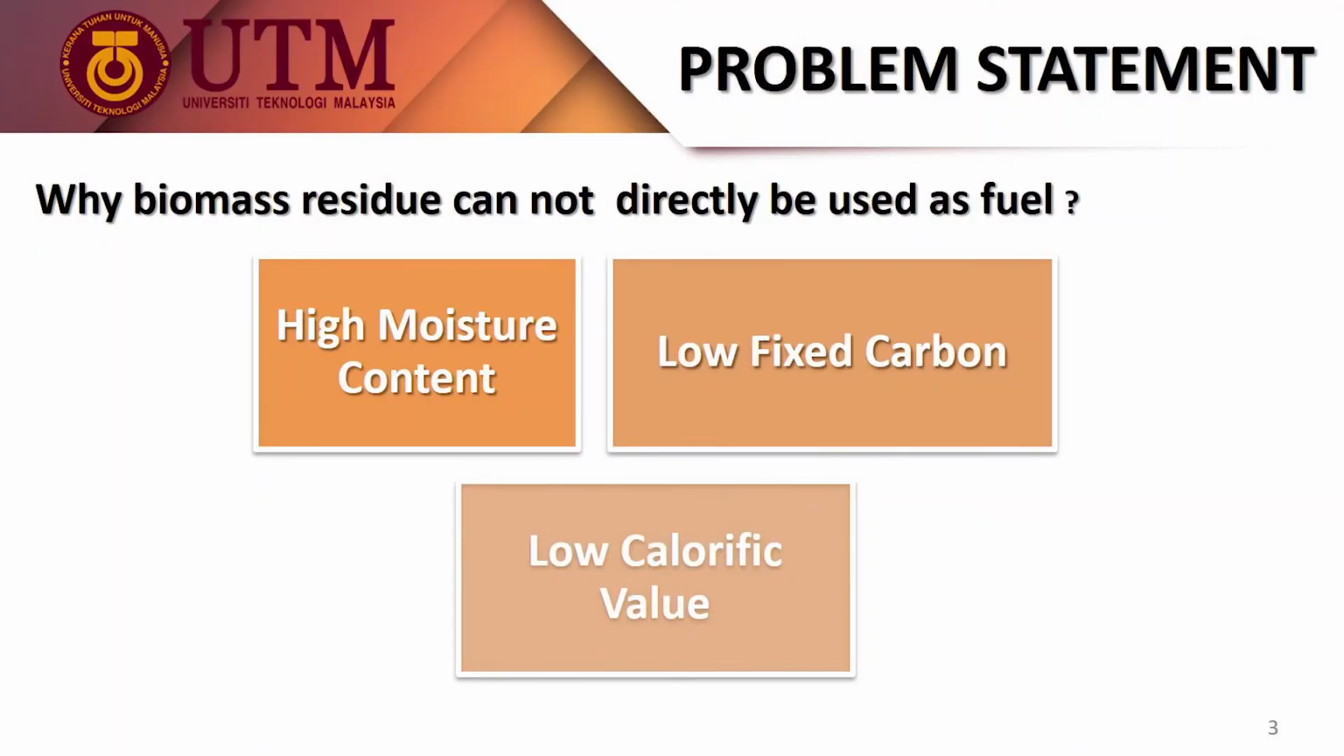So, why can biomass not be used directly as fuel? First, biomass has a high moisture content. Second, biomass also has a low calorific value. Besides that, biomass also has low fixed carbon.